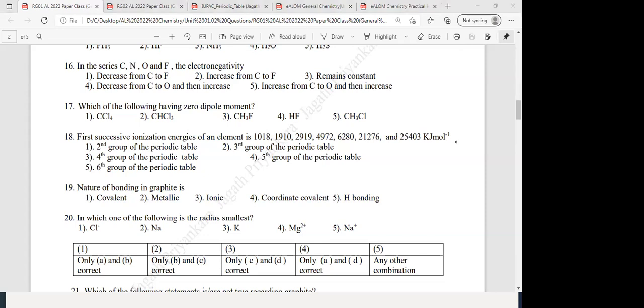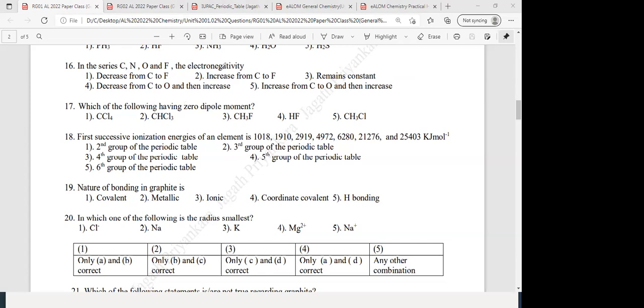Question number 16. Okay, for figure the answer right. Let's see. Decrease from carbon to fluorine. Increase from carbon to fluorine, remain constant. Decrease from carbon to oxygen and then increase. Increase from carbon to oxygen then decrease. It should be decrease, no? Yeah. Anyway, most of you have given the correct answer.